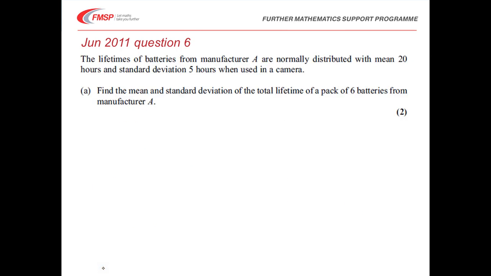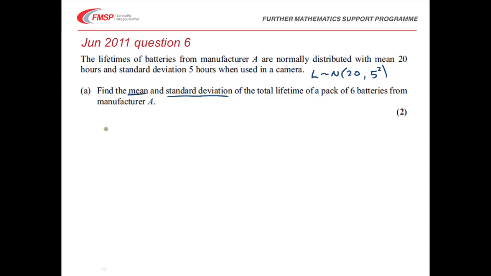So moving briefly on to June 2011, question 6. Similar sort of idea. Lifetime of batteries for manufacturer A are normally distributed with a mean of 20 and a standard deviation of 5. So be very careful that you're reading it correctly. We're told the mean and we're told the standard deviation, so that's 5 squared. A lot of students do mix up standard deviation and variance when they're writing it down, so be very, very careful. So we're asked to work out the mean and standard deviation of the total lifetime of 6 batteries.